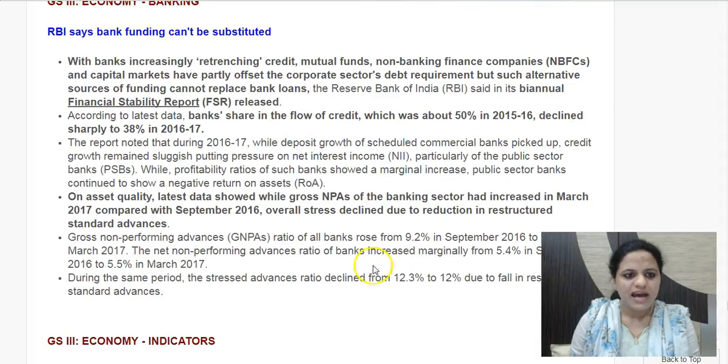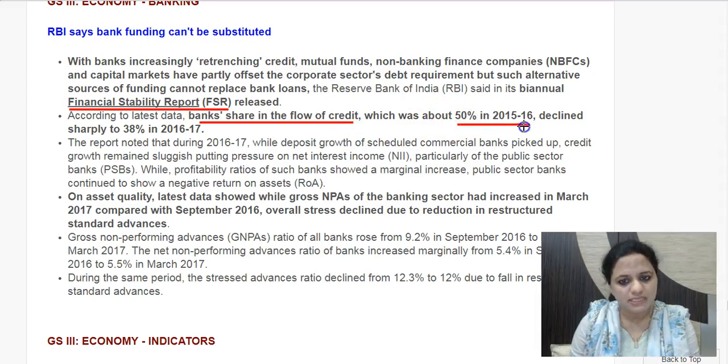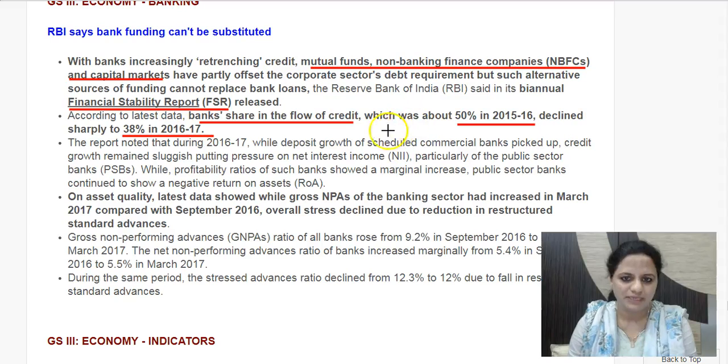Then the next news item is: RBI says bank funding can't be substituted. This is information coming from the Financial Stability Report, the biannual report which RBI releases twice a year. In this report it has stated that the bank's share in the flow of credit in the economy was 50% in 2015-16, but has now come down to 38% in 2016-17. So credit generation from banks has gone down, and it is mutual funds, non-banking finance companies and the capital market which have partly offset the corporate sector's debt requirement. But the RBI is clearly stating that bank funding can't be substituted. So the NPA issue has to be resolved. There is no other alternative to that.